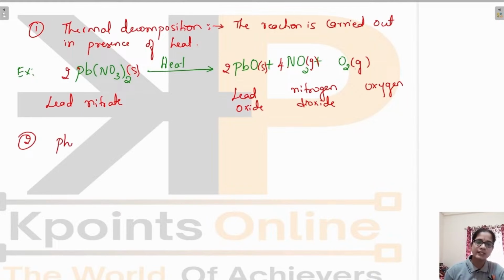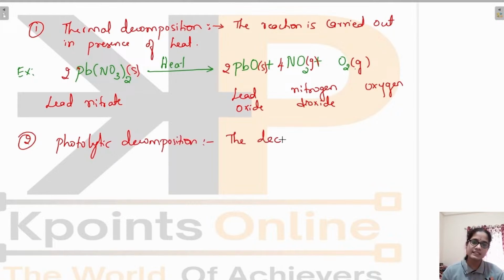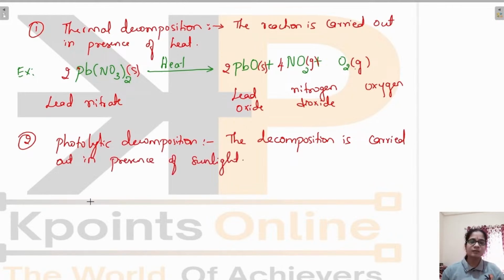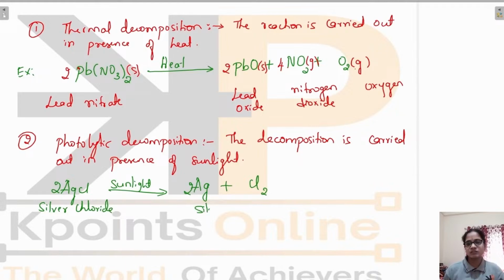Then next is photolytic decomposition. You have to remember examples for these types of decomposition reactions. The decomposition is carried out in presence of sunlight. Example, decomposition of silver chloride in the presence of sunlight. It forms grayish silver, and chlorine is liberated. It is silver chloride, silver. The white silver chloride, when exposed to sunlight, becomes grayish in color because of the formation of silver. You have to remember the color for this particular reaction.